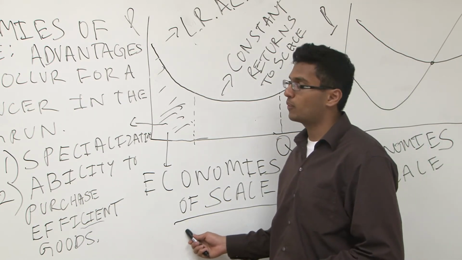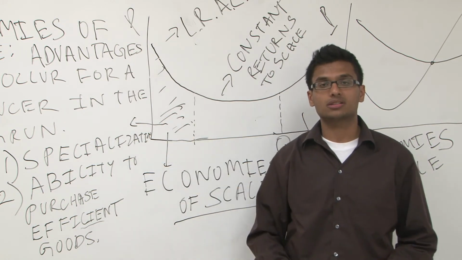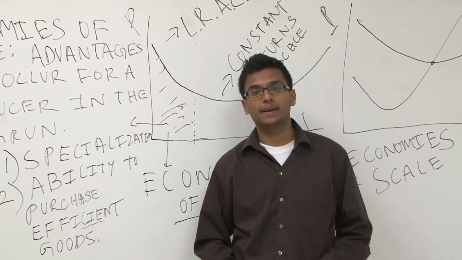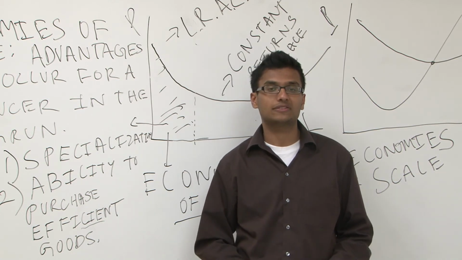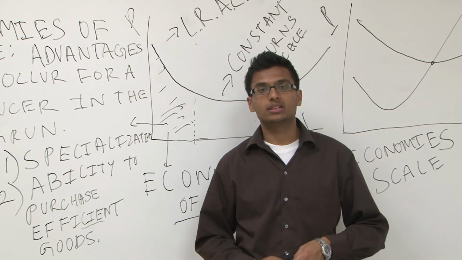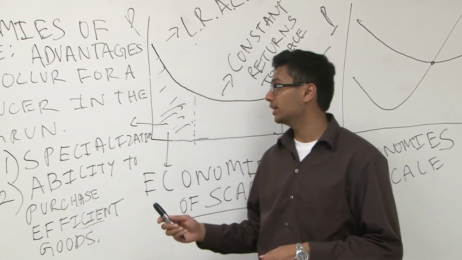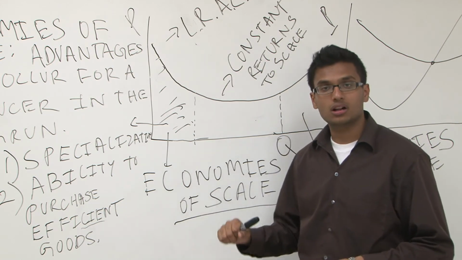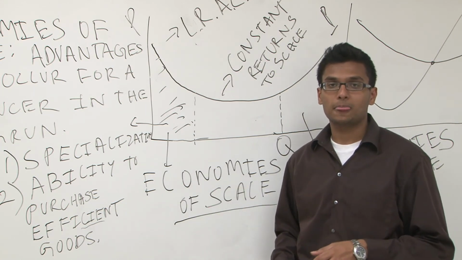So summarizing what we went over, we went over some short-run cost concepts. We graphed average product and marginal product. We graphed marginal cost and average variable cost. And we discussed the long-run average costs. We started off with economies of scale, and we'll talk about constant returns to scale and diseconomies of scale.